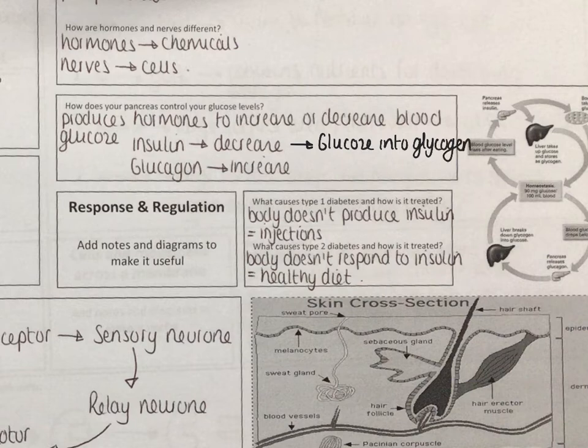If you then look at glucagon, it increases when we've got low blood glucose level. If you've skipped a meal, for example, it converts that glycogen, which we store in our liver, back into glucose, which is released into the bloodstream, so our glucose level then increases.